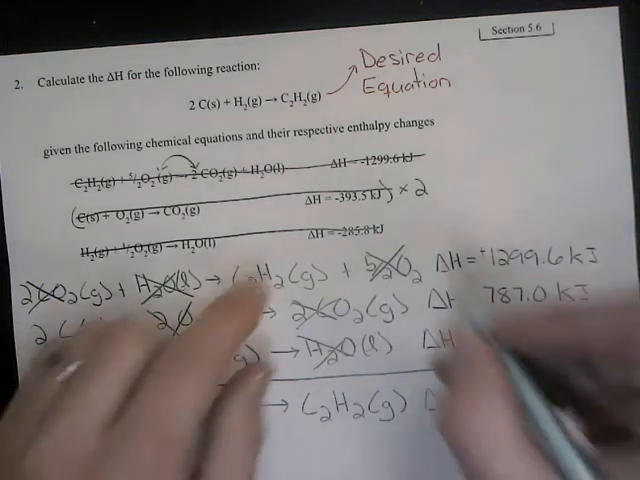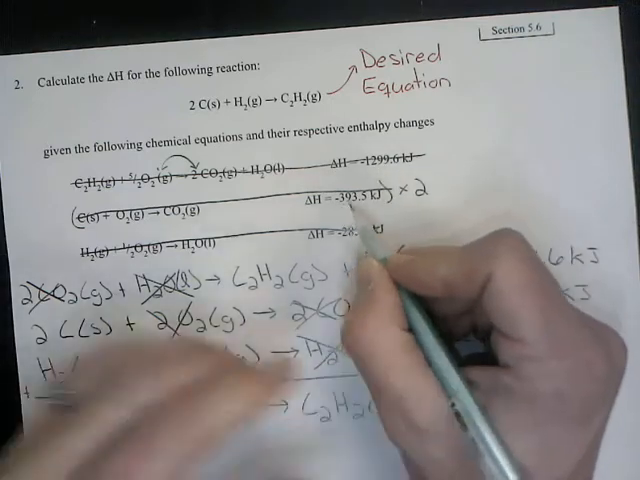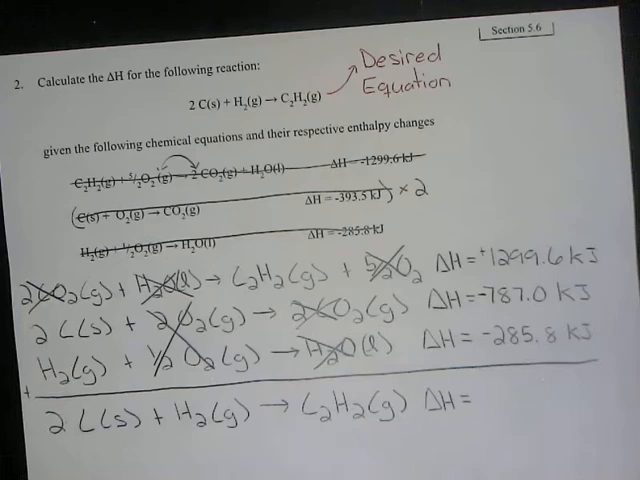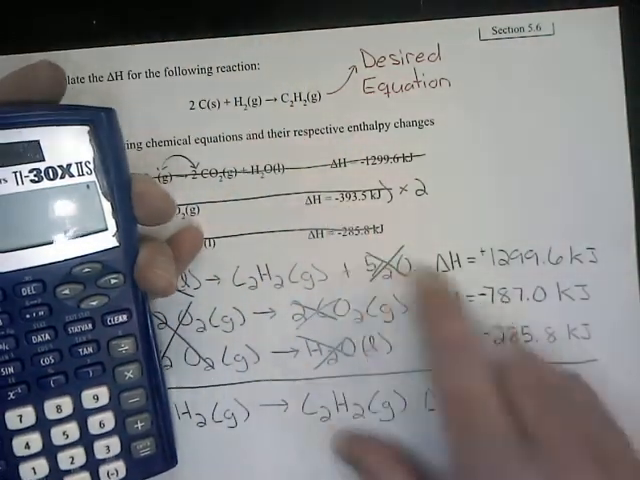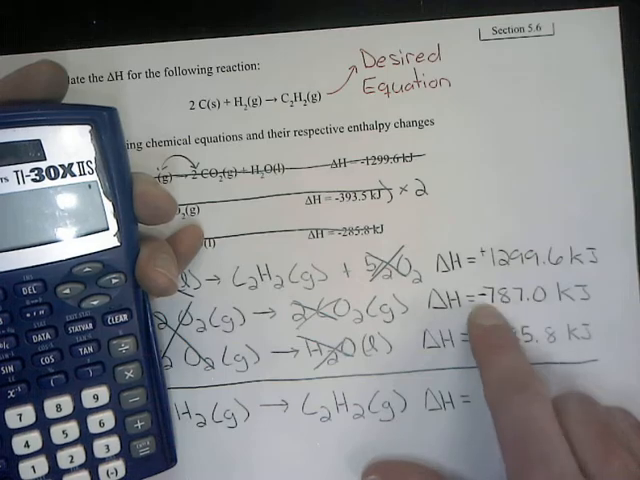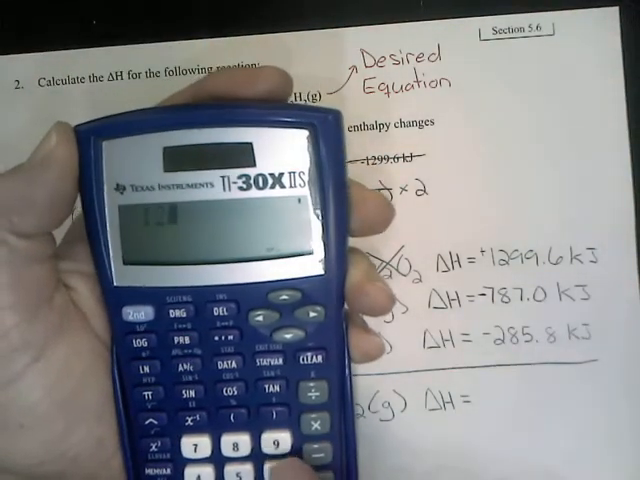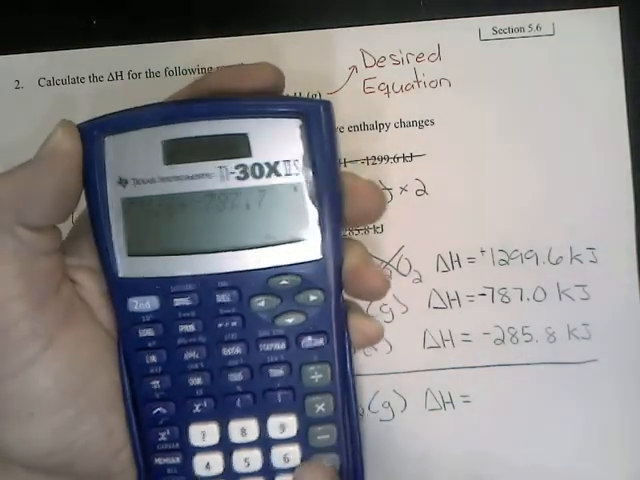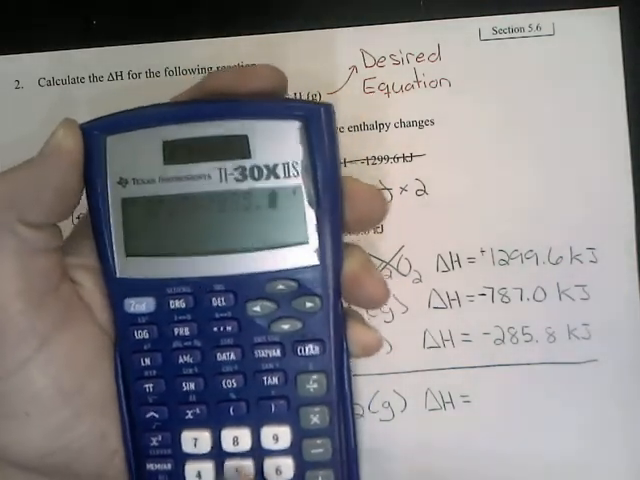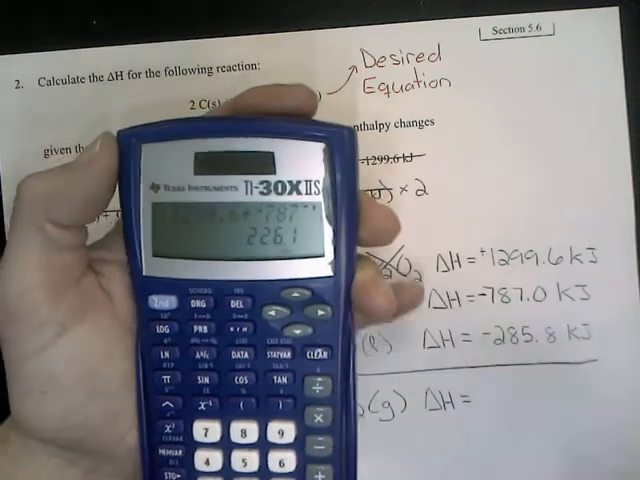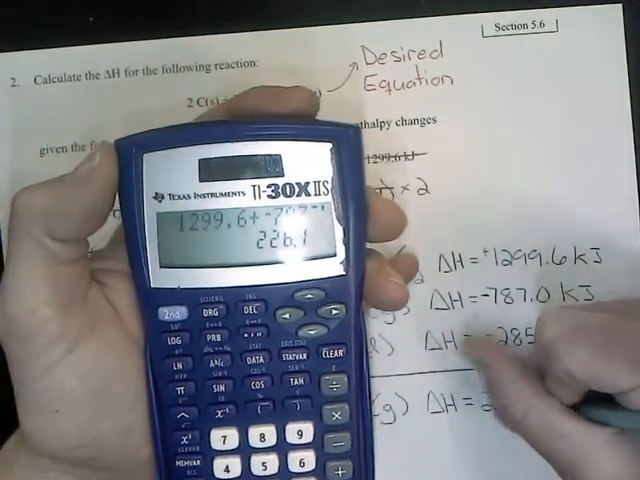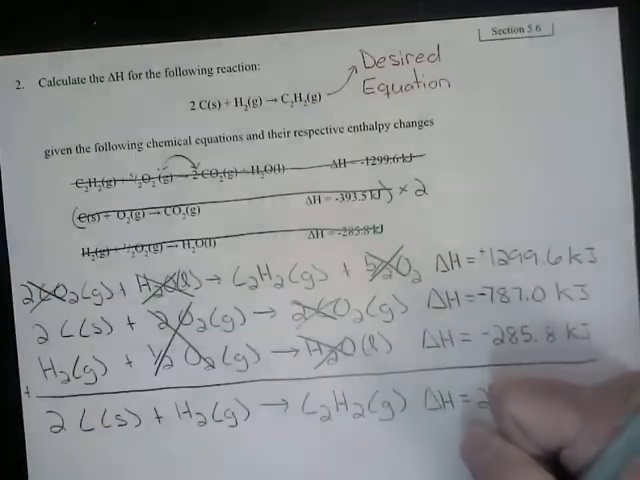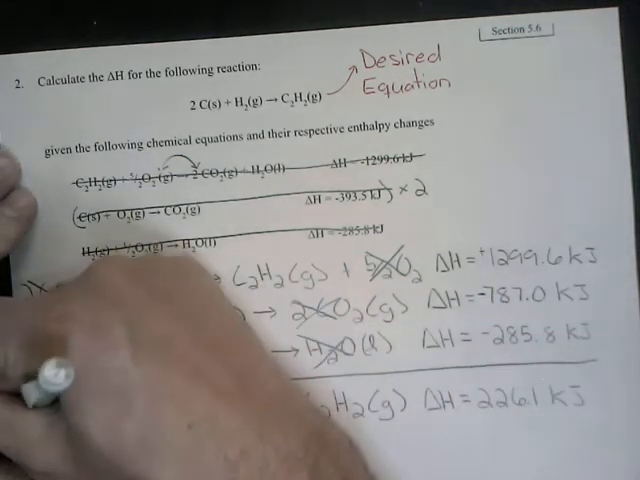Oh, and I noticed a mistake. All right, hey, I didn't bring down that negative sign. This should have been negative 787. So let me try that calculation again. So again, the negative sign needs to come down because we didn't flip that equation, and that's my mistake there. So we have 1299.6 plus negative 787.0 plus negative 285.8. That's better, all right? So 226.1 kilojoules is the amount of heat needed for this reaction to happen.